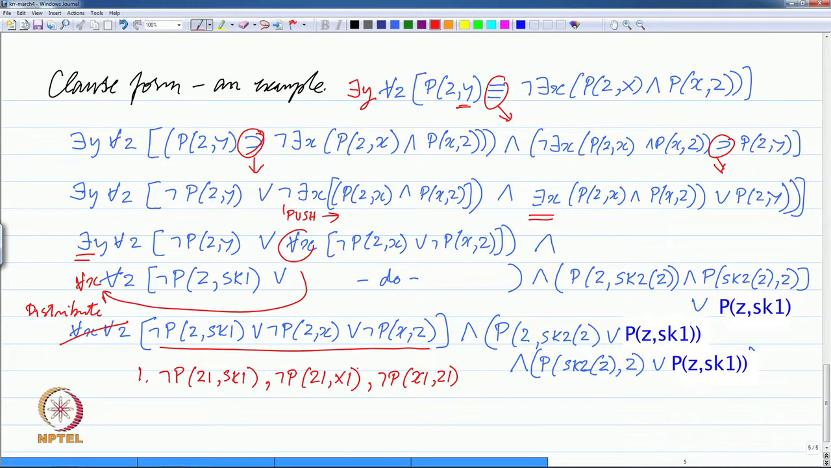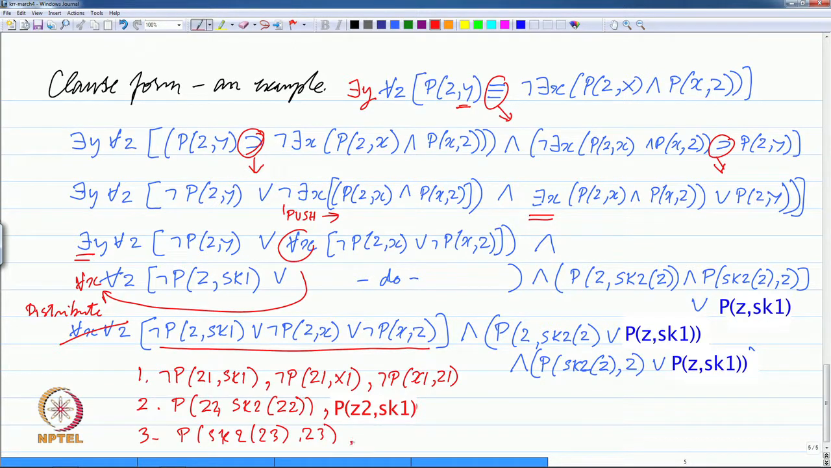Likewise, the second clause would be p z2 sk2 of z2, comma p of z2 comma y2, and the third clause in a similar fashion is p of sk2. The function will remain the same, but its argument has become different, z3 comma z3, comma p z3 comma y3.